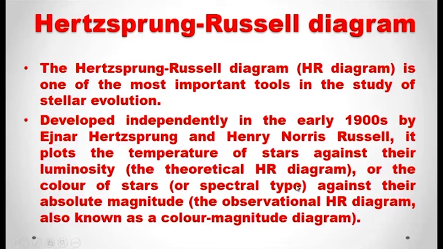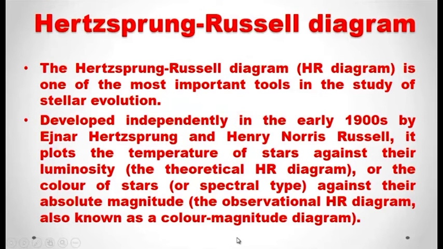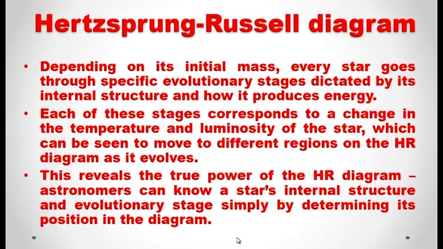Against their luminosity, this is the theoretical Hertzsprung-Russell diagram, or the colors of stars, spectral type against their absolute magnitude, the observational Hertzsprung-Russell diagram. So in this figure you can see the theoretical and the observational Hertzsprung-Russell diagram. So, the color-magnitude system.